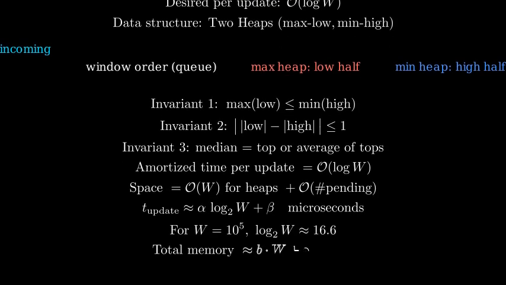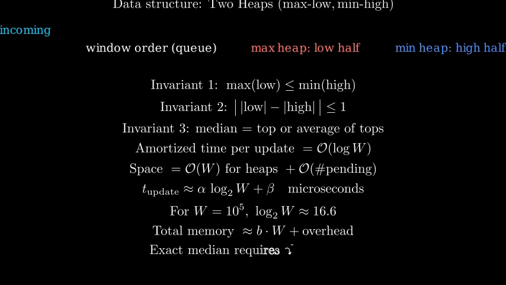We never store the full stream of 100 million numbers. We only keep the current window. For an exact median, you must store all W elements. Suppose each stored value with overhead requires B bytes. Then memory is about B times W plus the hash map overhead for lazy deletes. This meets the limited memory constraint as long as W fits memory.